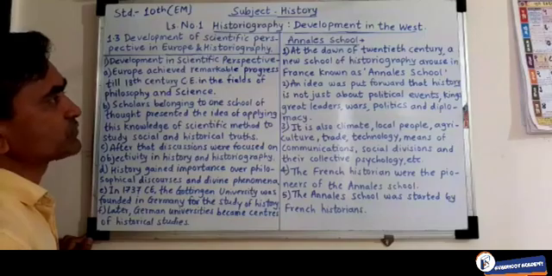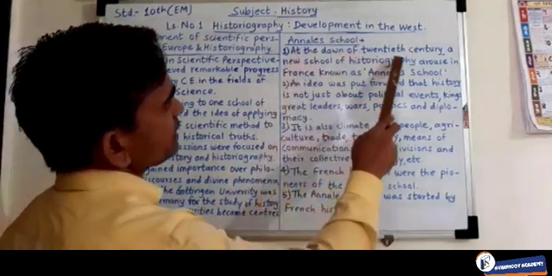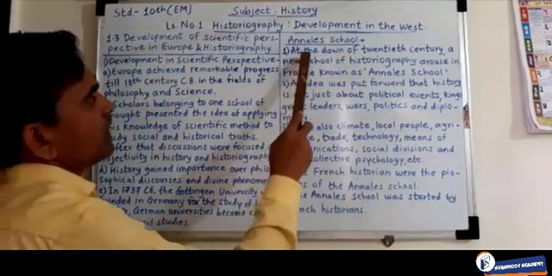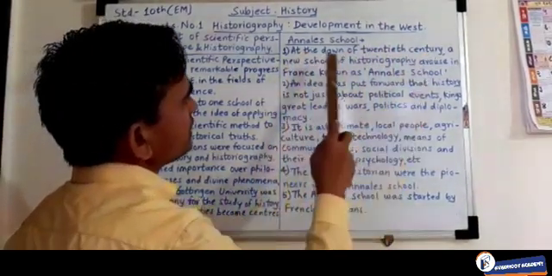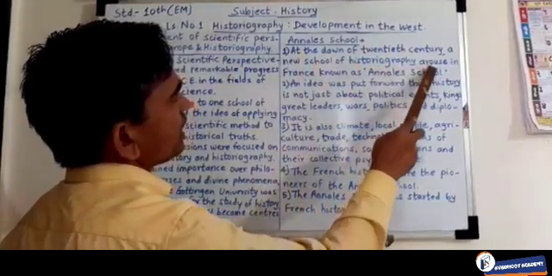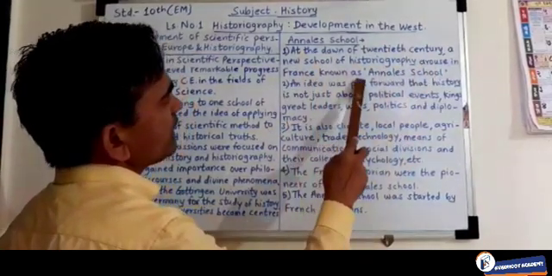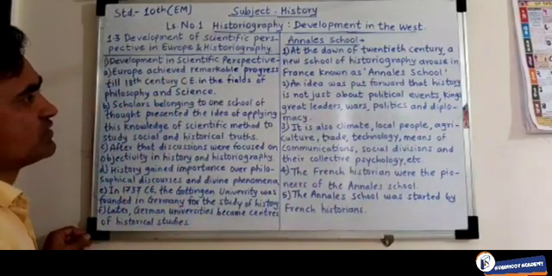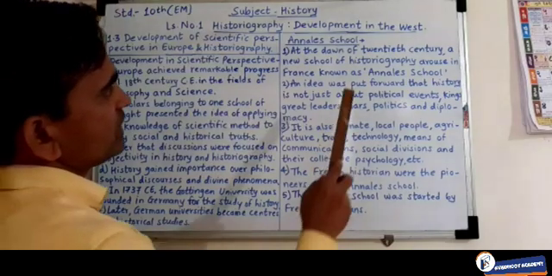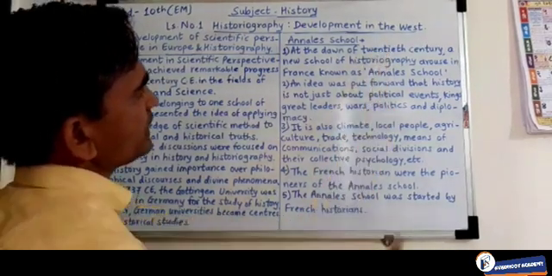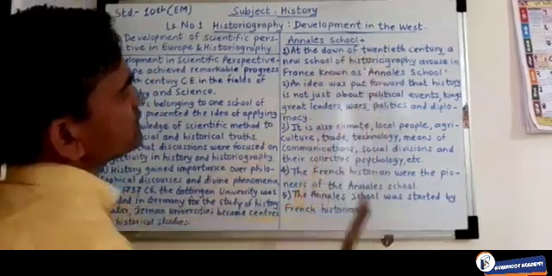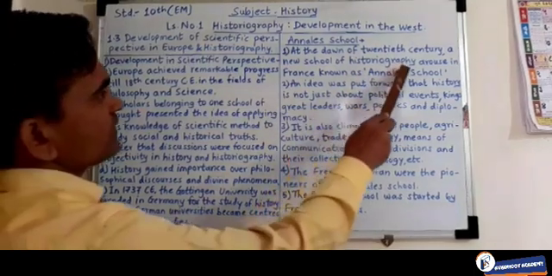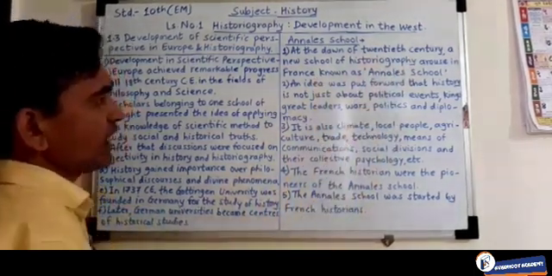Annals School. At the dawn of the 20th century, dawn means the emergence or origin, a new school of historiography arose in France, and it is known as the Annals School. In which country? In France it arose. Arose means emerged. In which century? The 20th century. A new school of historiography arose in France and it is known as the Annals School.